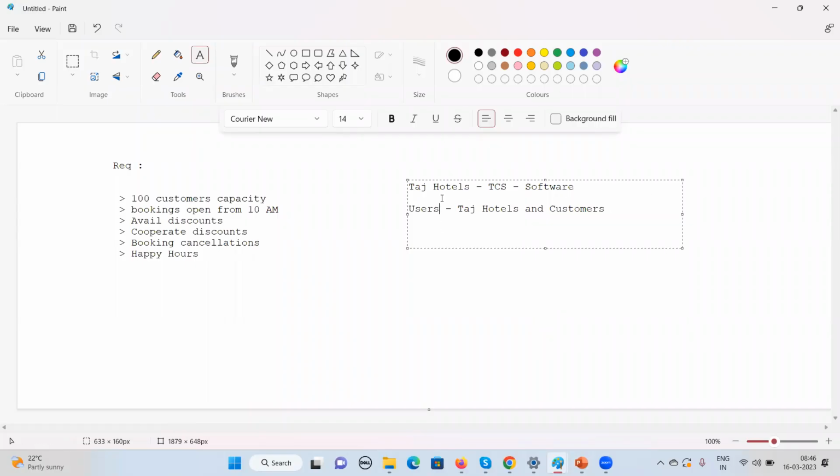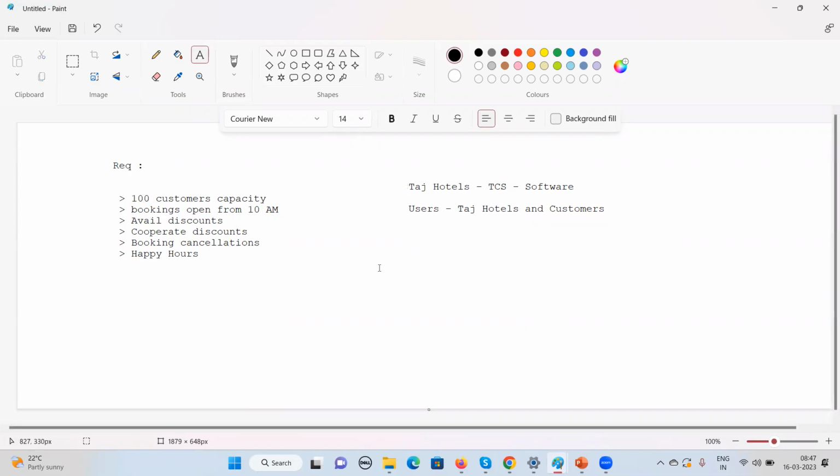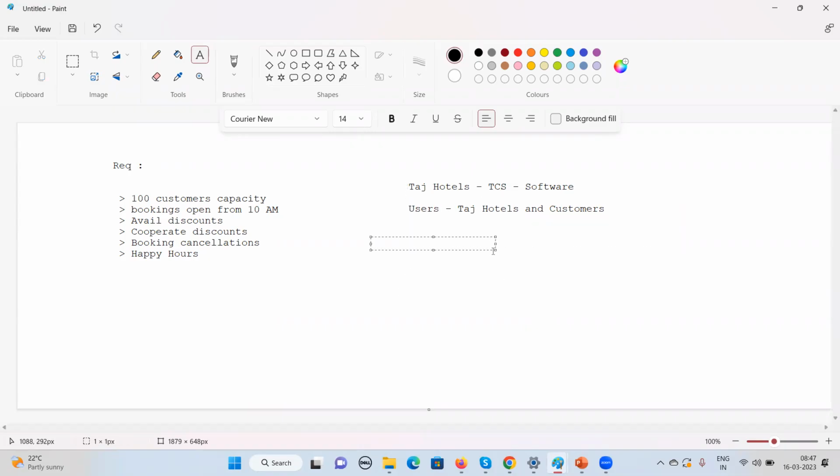So how exactly would the chain be happening here? Taj Hotel has got some requirements. These requirements are fulfilled by TCS, meaning they are going to work on it, and they are going to follow certain strategies. We can call them company strategies.